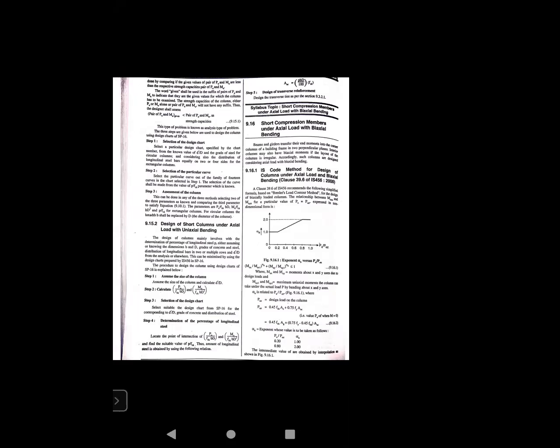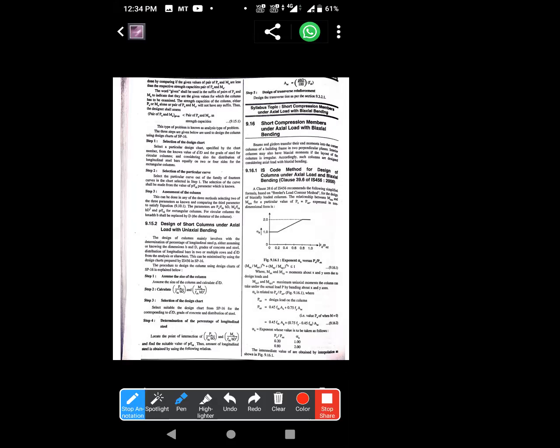The step number one is you have to assume the size of the column. Then you have to calculate Pu upon fck bD, or Mu upon fck bD square. Then you have to select the design chart. Then you have to determine the percentage of longitudinal steel, locating the point of intersection of Pu and Mu. Then you have to design the transverse reinforcement.